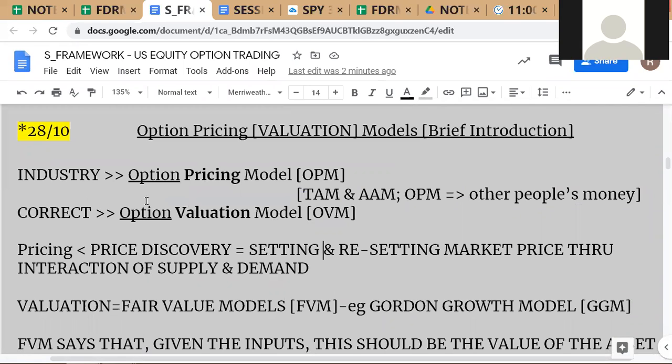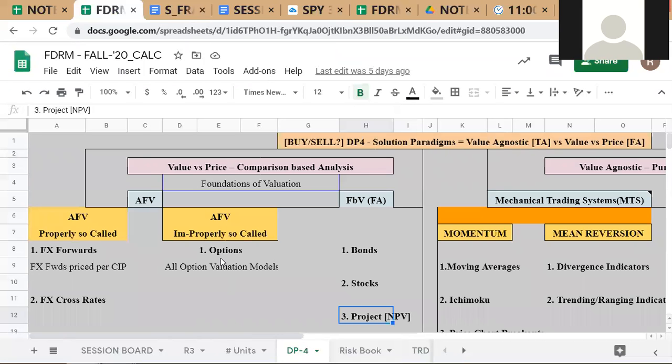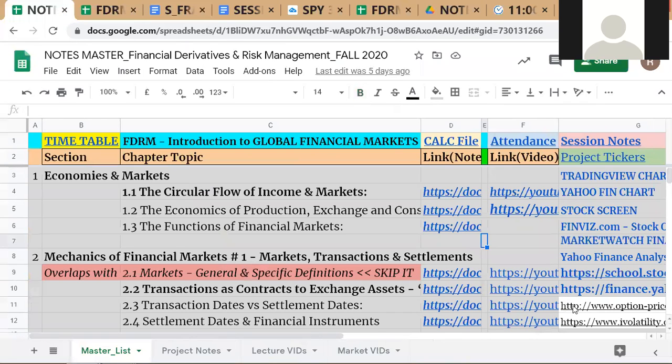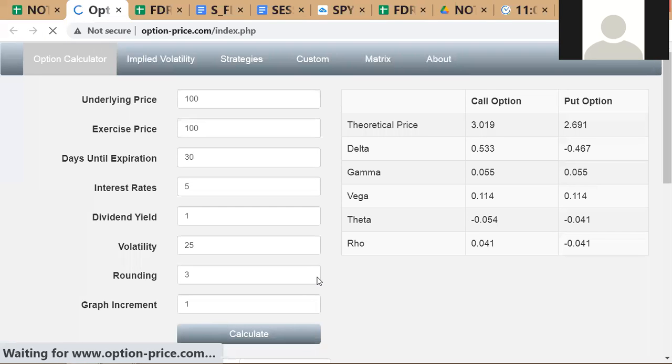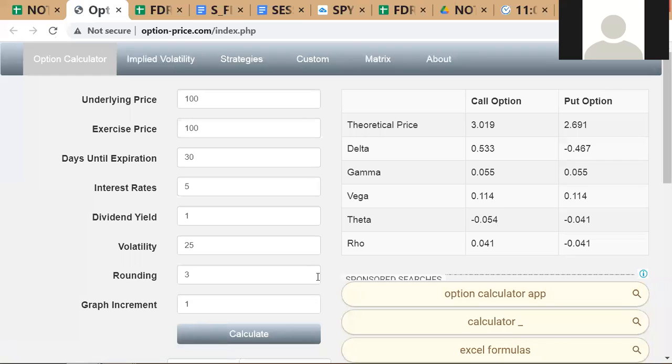Now what happens in industry, you have to think about at two levels. When you go into industry, people will be referring to option pricing models. They'll be looking at your option pricing model spreadsheet. But actually, what they mean is an option valuation model. We're going to call it OVM, not OPM. Option valuation model rather than option pricing model. So the correct terminology would be a valuation model.